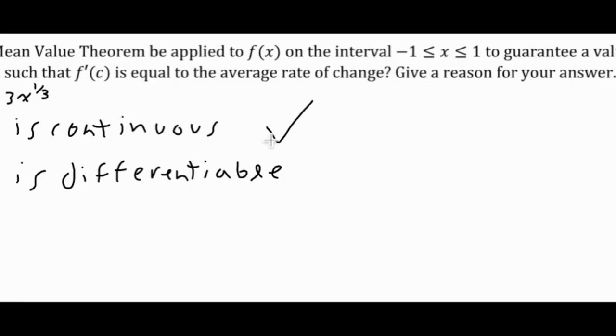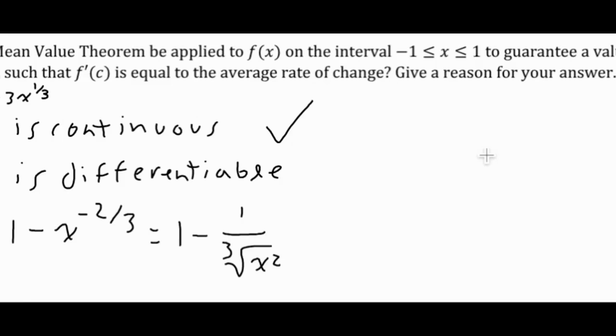Now we have to check if f of x is differentiable from -1 to 1. Now, let's go ahead and write down our f prime of x, which we've done like 1,000 times right now. So x to the -2/3. And again, I'm going to rewrite this as 1 minus 1 over the cube root of x squared. And we can see here that if we plug in a 0, f prime of x is actually undefined. So this means that there is a point on f of x that is not differentiable. And remember, 0 is within our interval.